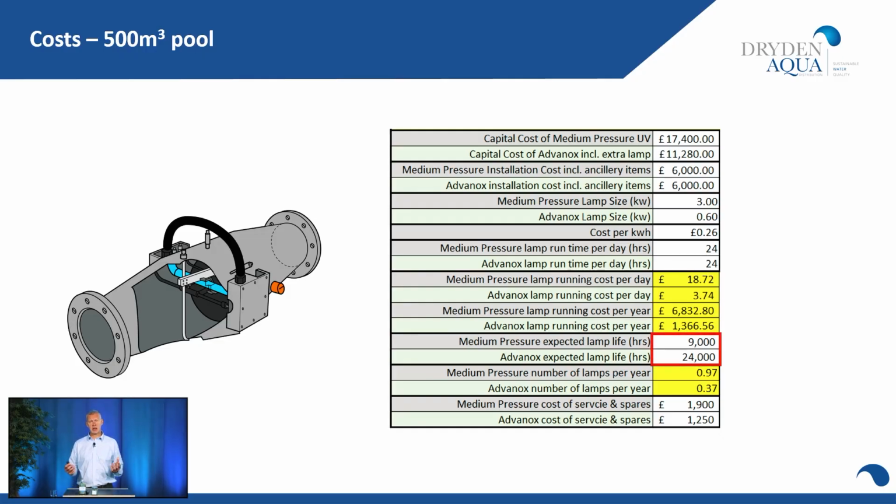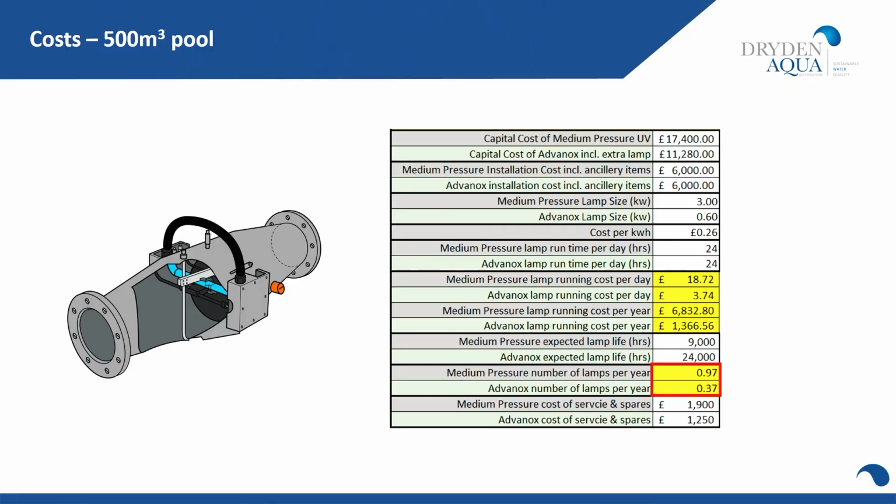Life expectancy of the lamps. The medium pressure is about 9,000 hours. With an Advanox, when you buy a system, you get a second lamp automatically, and each lamp lasts about 12,000 hours. So you've got 24,000 hours of lamp life with an Advanox system. So the number of lamps required per year is about one a year for the medium pressure, or not even half a lamp per year for the Advanox.